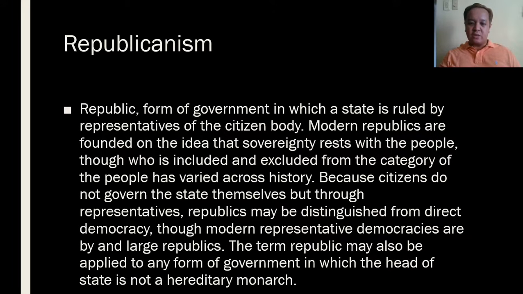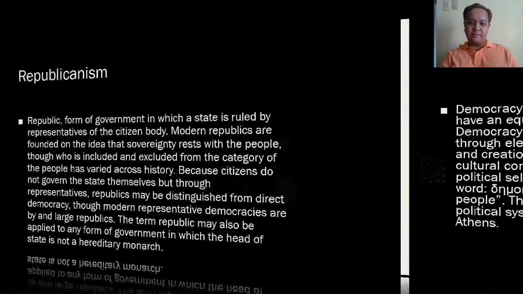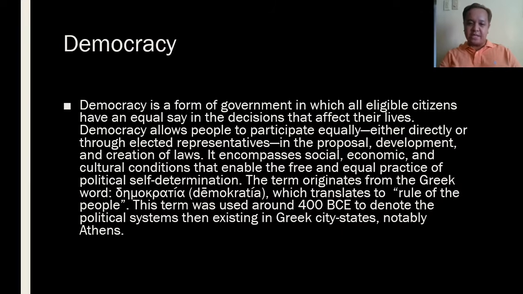Because citizens do not govern the state themselves but through representatives, republics may be distinguished from direct democracy, though modern representative democracies are by and large republics. The term republic may also be applied to any form of government in which the head of state is not a hereditary monarch. Then you have democracy.